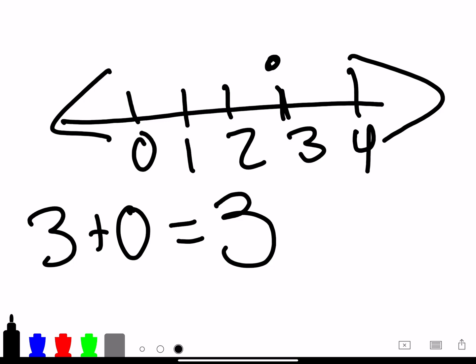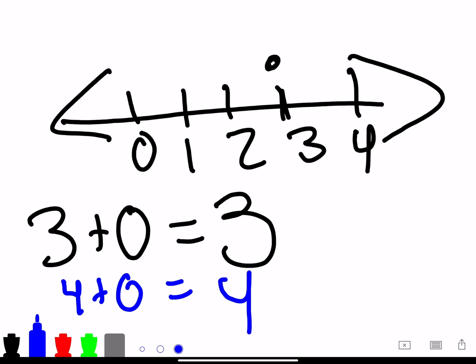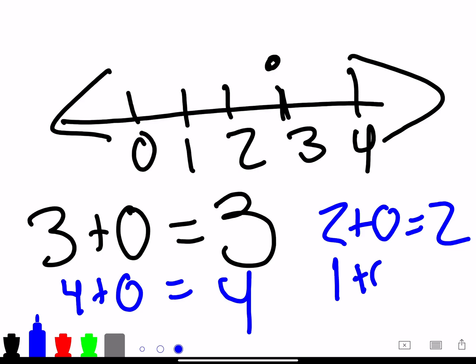So we're going to be sticking with 3, because with 0, we're not going forward or going back. We're staying at 3 on the number line. So every time we add with 0 or minus 0, it's going to be that answer. It's not going to change. So 4 plus 0 will also be 4, because it's not moving. 2 plus 0 will be 2, because it will not be moving on the number line. 1 plus 0 would be 1, because it's not moving.